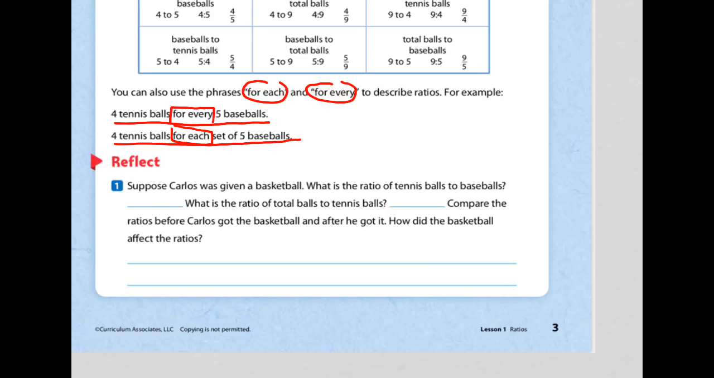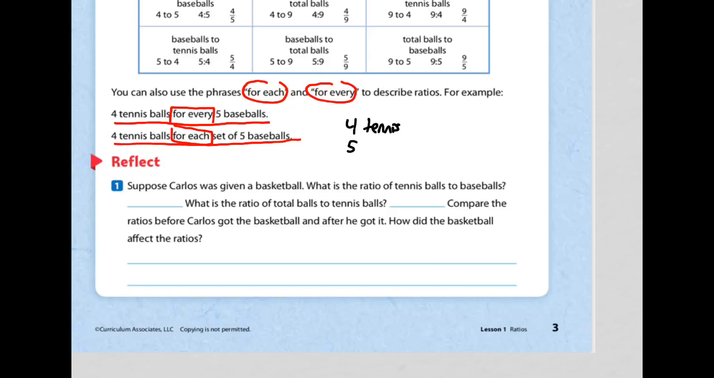All right, so now, the reflect question. Let's read it because then you're going to pause it and fill in the blanks. It says, suppose Carlos was given a basketball. Now, don't forget, Carlos had 4 tennis balls.